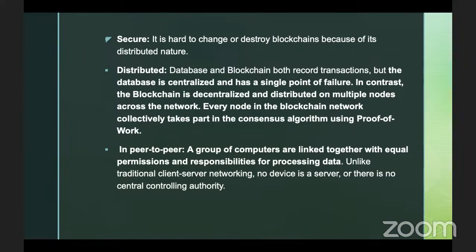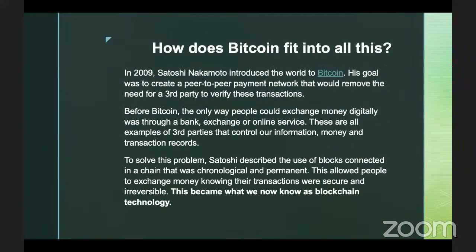In contrast, the blockchain is decentralized and distributed across multiple nodes in the network. Every node in the blockchain network collectively takes part in the consensus algorithm, using proof of work here. That is the name of the algorithm used in blockchain. We are not going into the detail of the consensus algorithm, proof of work and all. Peer-to-peer: it's not a centralized network, it's using peer-to-peer. All this makes blockchain unique.